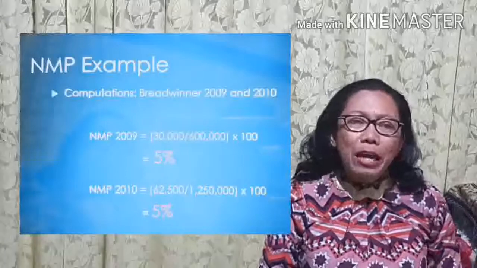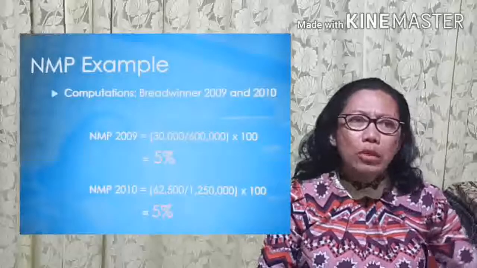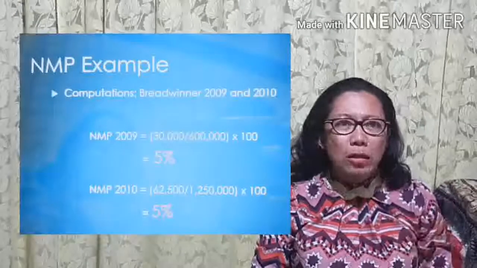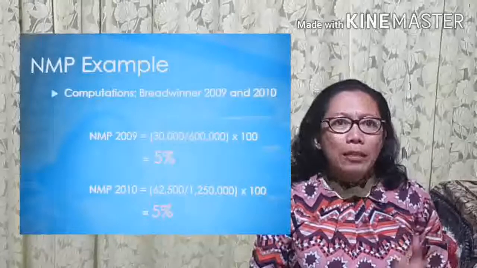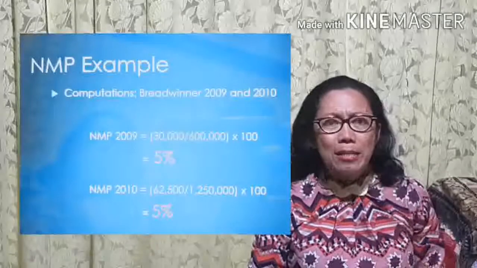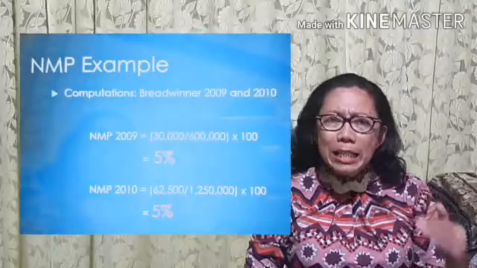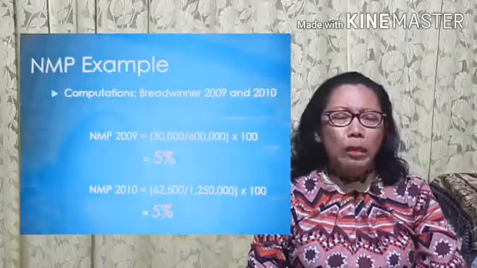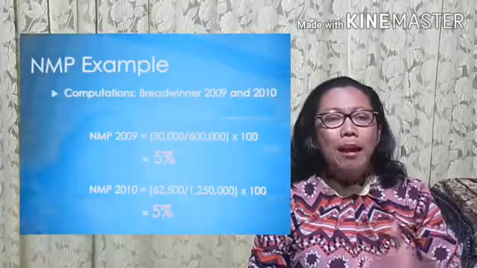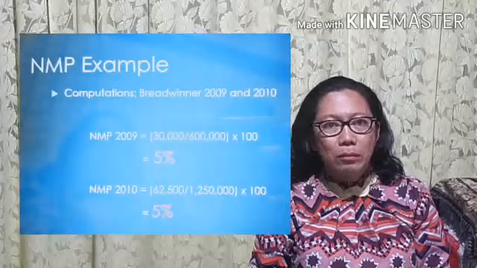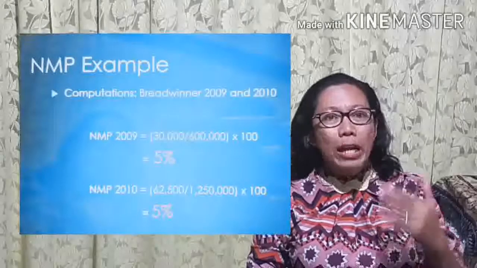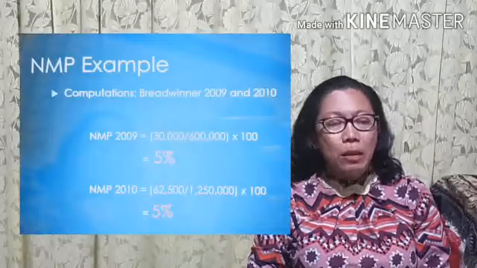There is a significant increase in sales from 600,000 in 2009 to 1,250,000 in 2010. But why is it that the net profit margin is the same? Let us think, let us analyze. There is an increase in the gross profit margin from 2009 to 2010, from 37.5 to 40%. But why is it that we have the same net profit margin? Can you imagine the reason why? So that now becomes our analysis for these financial statements because of the ratios.